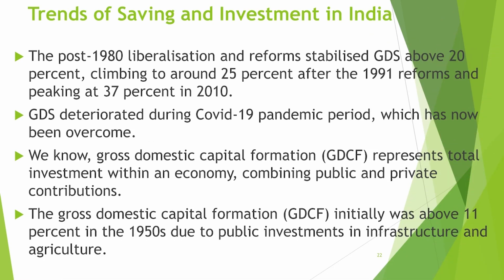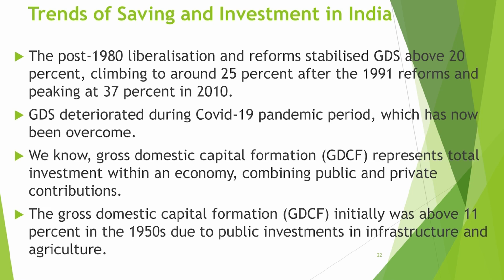The post-1980 liberalization and reform stabilized GDS above 20%, climbing to around 25% after the 1991 reforms and peaking at 37% in 2010. GDS deteriorated during the COVID-19 pandemic period, which has now been overcome.